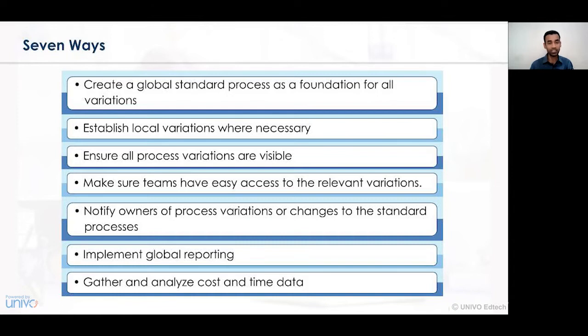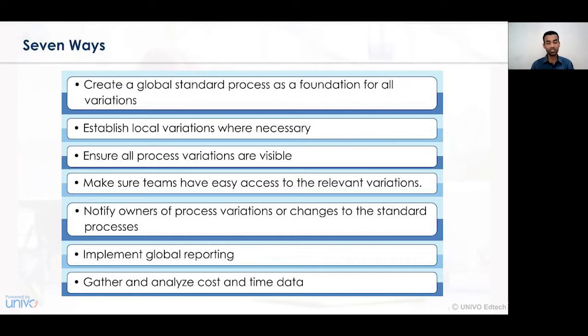Number 1, creating a global standard process as a foundation for all variations. At this stage, we should set up or build a standard process which can act as a foundation for our organization, as well as for the global organization, so that whatever the changes in terms and conditions or the environment, the standard procedure that we have set will be acceptable to all environments.